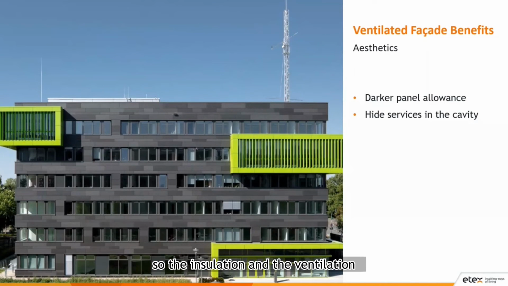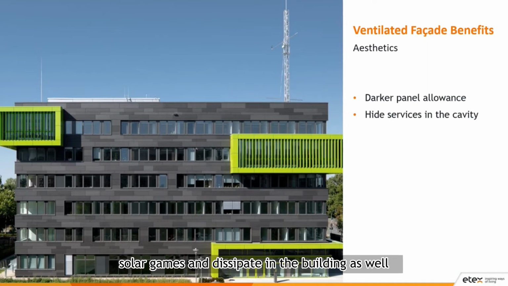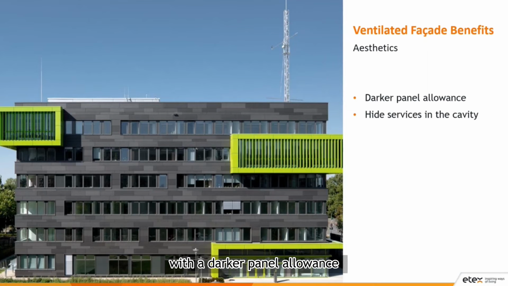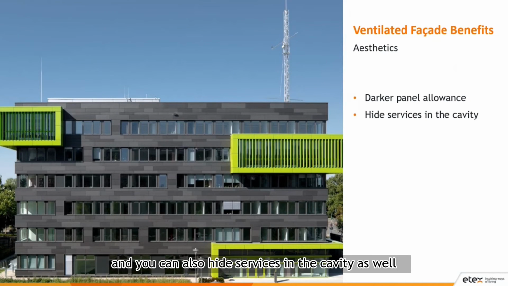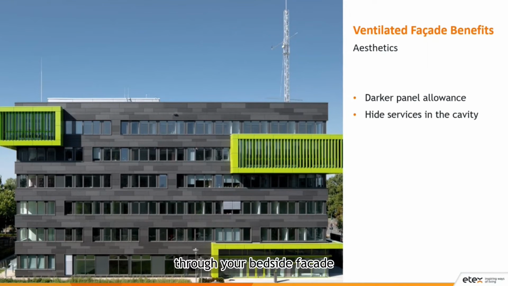Also, aesthetics. So the insulation and the ventilation allows you to use darker panels on the outside of the buildings because you have got that solar gain dissipating from the building as well. So although it's going to attract a lot more heat with a darker panel, you have got that ventilation and you have got that insulation providing your primary and secondary factor for that solar gain. And you can also hide surfaces in the cavity as well. So you can run things like downpipes through your ventilated facade.